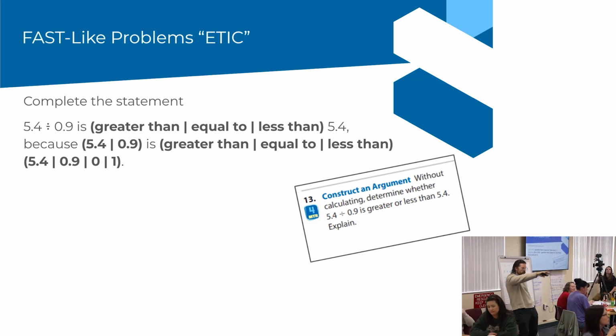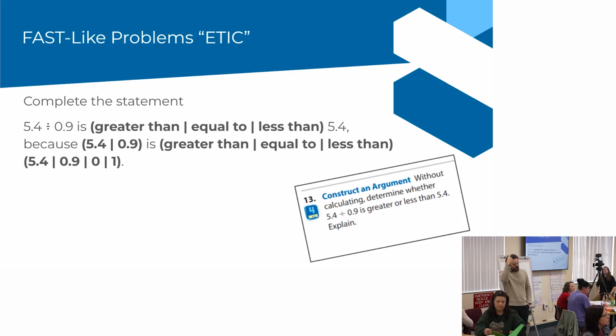So take a look at this question. Imagine this was one of those ETIC items, so all those bold text, those would just be drop downs, right? So you're choosing, is it greater than, equal to, or less than? Do I plug in 5.4 or 0.9?